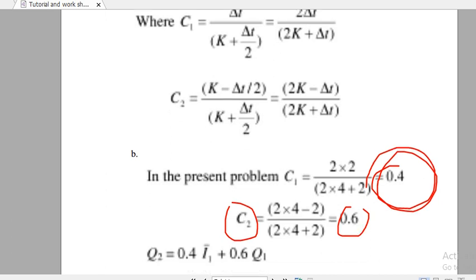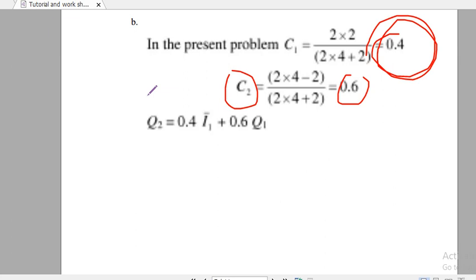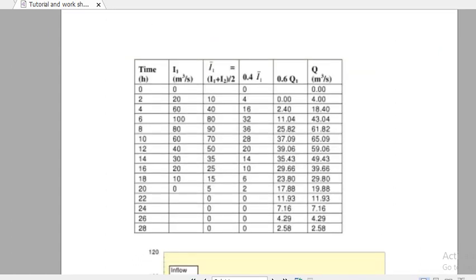When you come to the last one, then Q2 is equal to 0.4 I bar plus 0.6 Q1, and go to a solution.